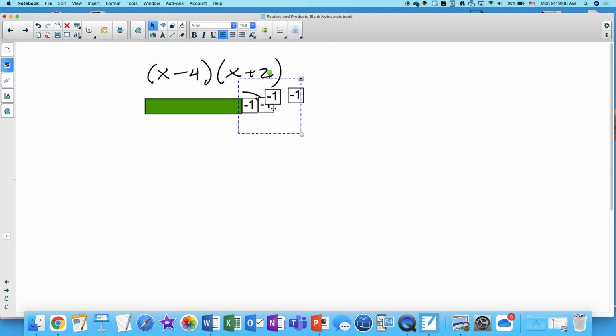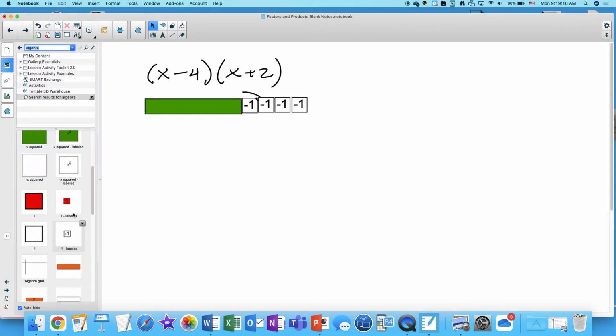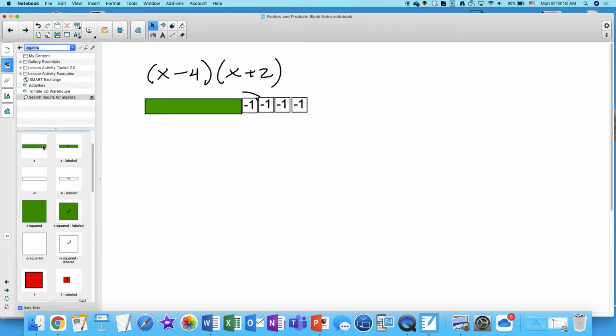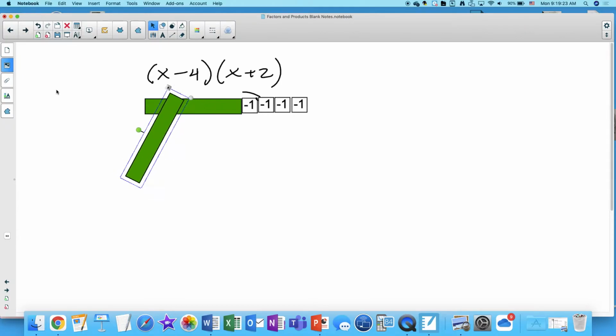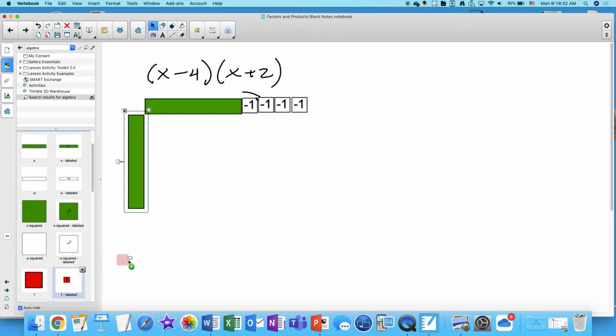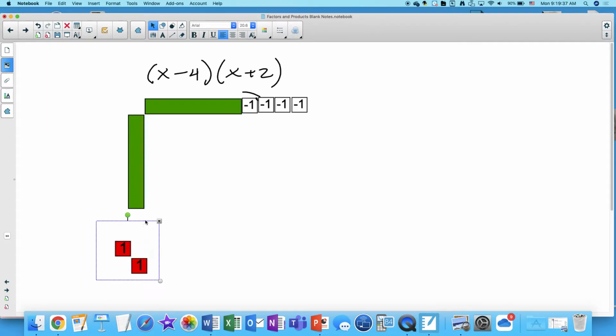And then I've got the x plus 2 side, so I'll take another x out here. Now I'm going to turn this guy. Come on. There we go. And I'll stick it over here. So there's x and then plus 2. So I need the red guys. 1, 2. I'll take them out and then I'll line them up. Oh, for crying out loud. There we go. That's better. Okay. And this makes the side lengths of the rectangle that I'm going to fill in.